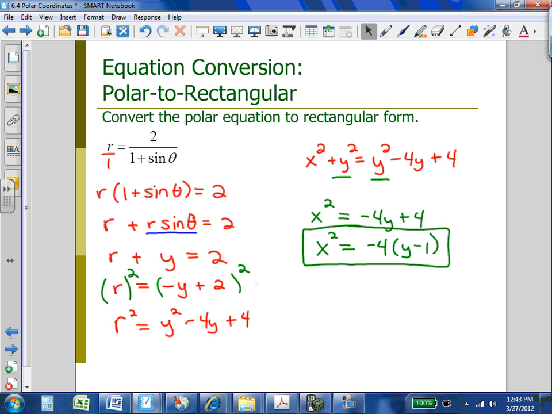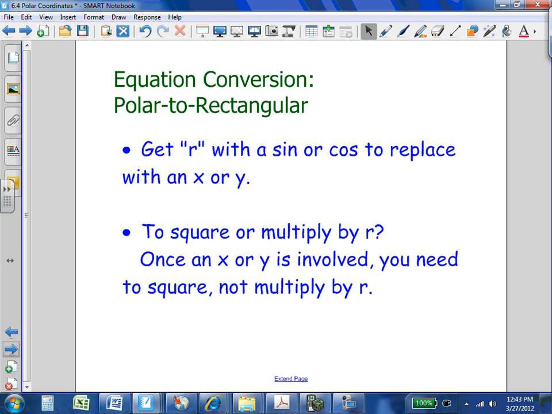Now, some general strategies for these guys. This isn't included on your notes, but you may want to pencil it in somewhere. You want to get r with a sine or a cosine to replace to get an x or a y. So anytime you see r sine theta, you're going to be able to replace that with your y value. And anytime you see r times the cosine of theta, you're going to be able to replace that with an x. So one of our strategies is to multiply either a sine or a cosine by an r somehow. Usually involves just multiplying r on both sides.